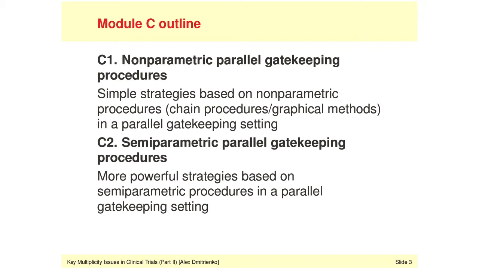In this module, I will introduce general approaches to constructing gatekeeping procedures for trials with parallel gatekeepers, and in Module D, we will extend this setup to go over multi-family problems with general gatekeepers. So first, in section C1, we will briefly introduce basic nonparametric, which means Bonferroni-based, parallel gatekeeping procedures that are essentially derived from chain procedures, also known as graphical procedures, in a parallel gatekeeping setting. This will not take too much time because we're mostly interested in more powerful gatekeeping procedures. And section C2 will introduce semiparametric parallel gatekeeping procedures, for example, Hochberg-based procedures that lead to more efficient multiplicity adjustments compared to basic Bonferroni-based gatekeeping strategies.